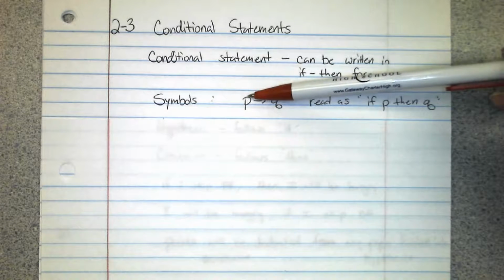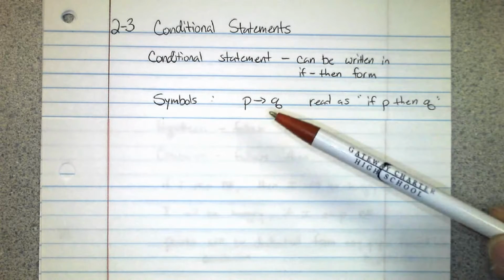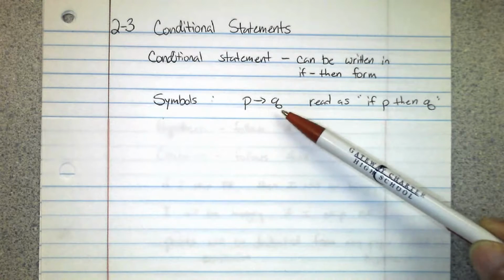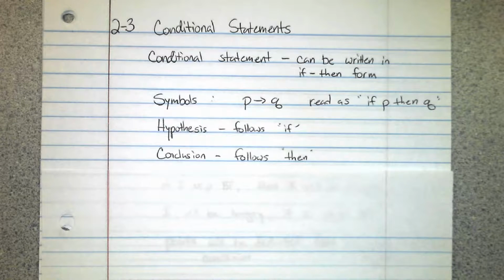Just as with the last lesson, we have symbols. If P, then Q. That's how this is read. If I do not eat breakfast, then I will be hungry by lunch. The hypothesis is what follows, usually the word if. The conclusion usually follows the word then. If I don't eat breakfast, then I will be hungry.